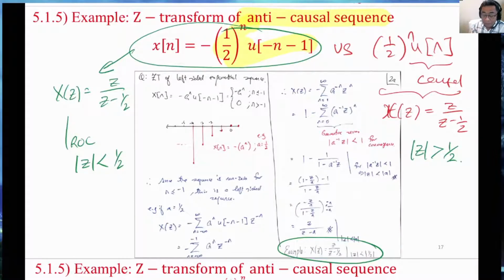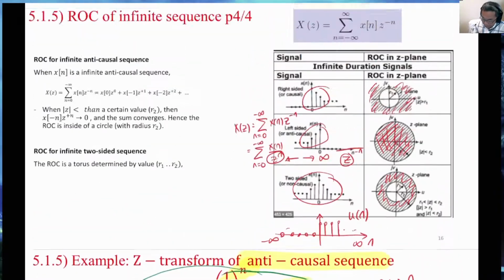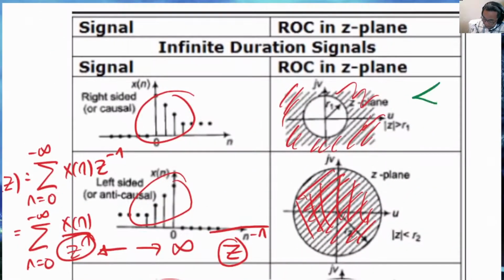Hence, if we are dealing with bilateral transform or sequences that exist on the left and right hand side, then we must always state the region of convergence. But if we are interested in only unilateral Z-transform of causal sequence, then the region of convergence is always this particular case here. It is external to the furthest pole. If we have anti-causal signal, then the region of convergence is inside the pole that is nearest to the origin.